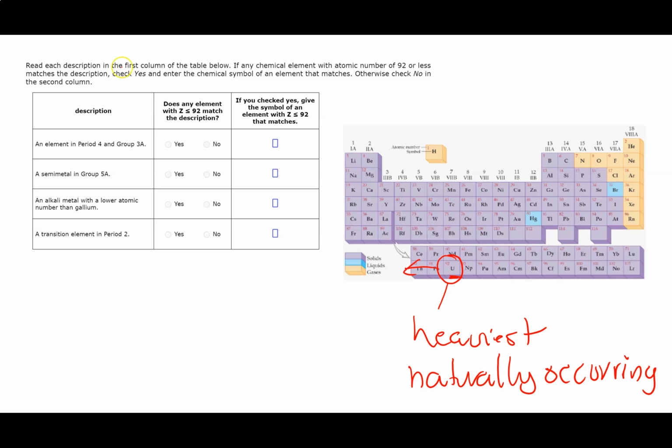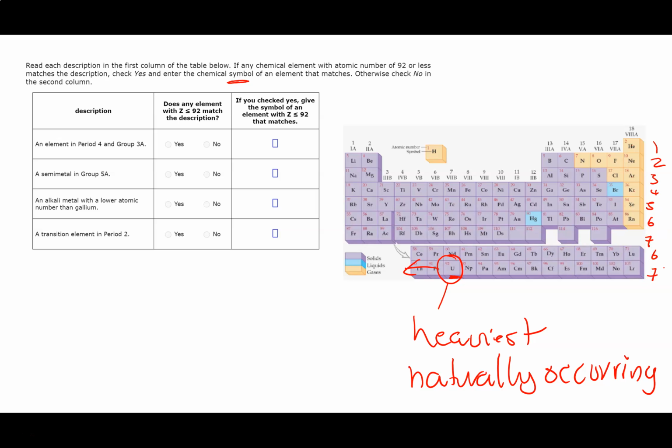If it matches the description, check yes and enter the chemical symbol, not the name, the chemical symbol of an element that matches, otherwise check no. So it says, is there an element in period 4, group 3A? So let's label the periods 1, 2, 3, 4, 5, 6 and 7.